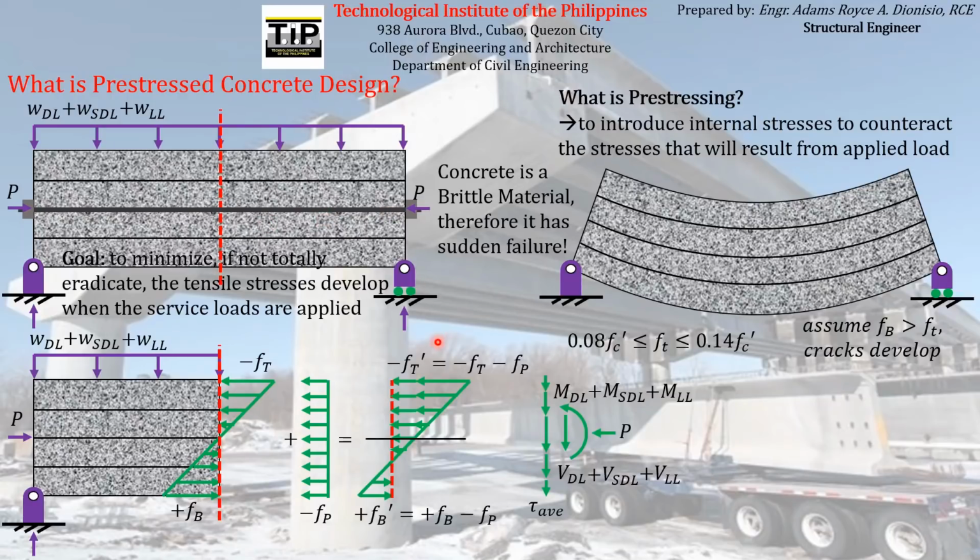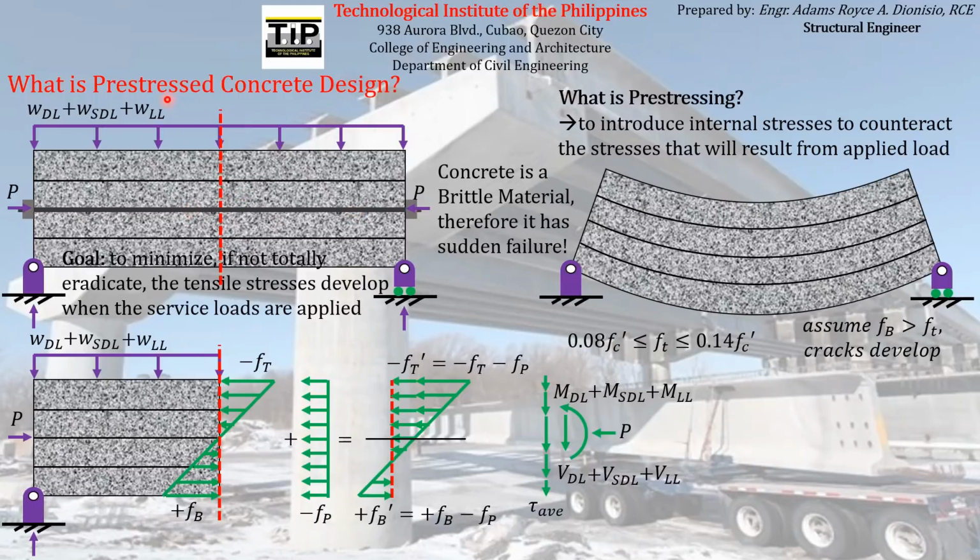So actually, an additional result, other than minimizing the tensile stress being experienced by the beam at the bottommost fiber, is that the addition of pre-stressing reinforcement actually also increases the capacity of the concrete beam.